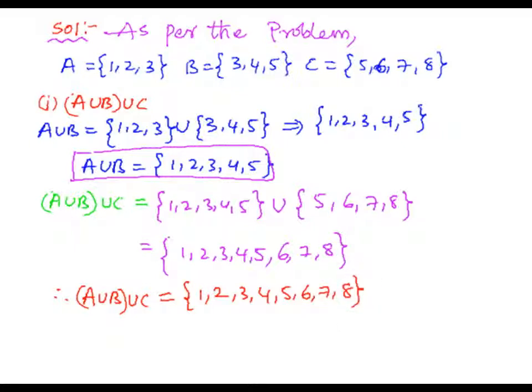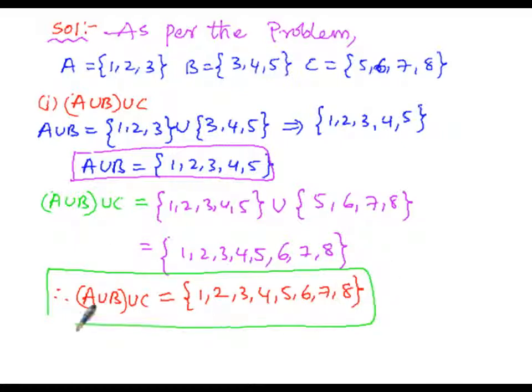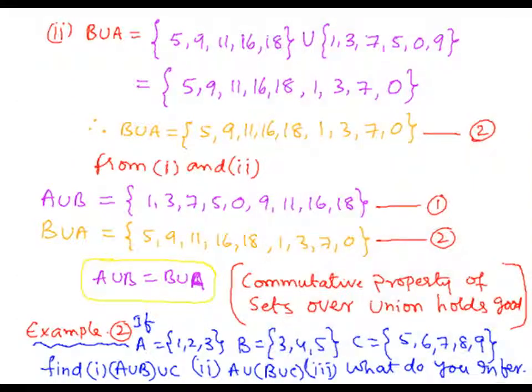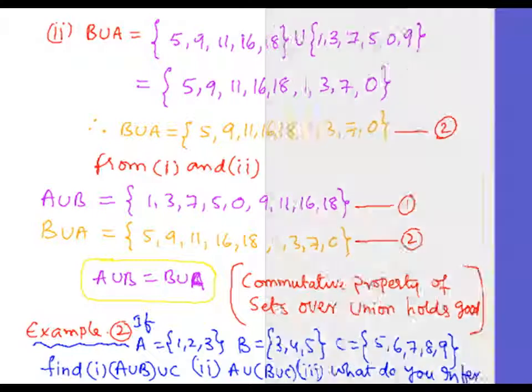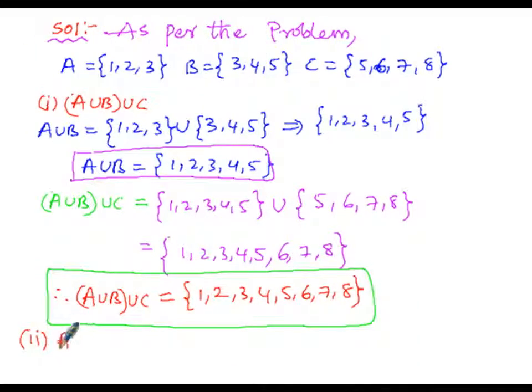Then now, so this was case number 1. Now let us go for the second one. The second one is, we have to find out A union of B union C. So in order to find out A union of B union C, first of all let us find the bracket one, that is B union C, separately.